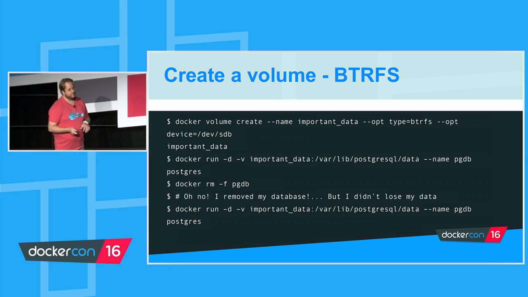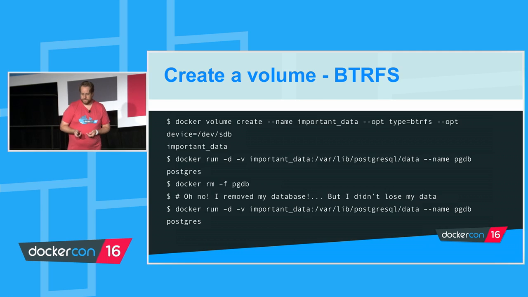What if you want to use Btrfs? That's cool. It supports snapshots and clones and all kinds of crazy stuff. Well, you can do the same thing. Type is Btrfs. Here's the device I want to use, /dev/hdb. And just like before, you just tell it where that container needs to write data, and it mounts it in, and you have a Btrfs volume inside your container. And you can do with it what you please.